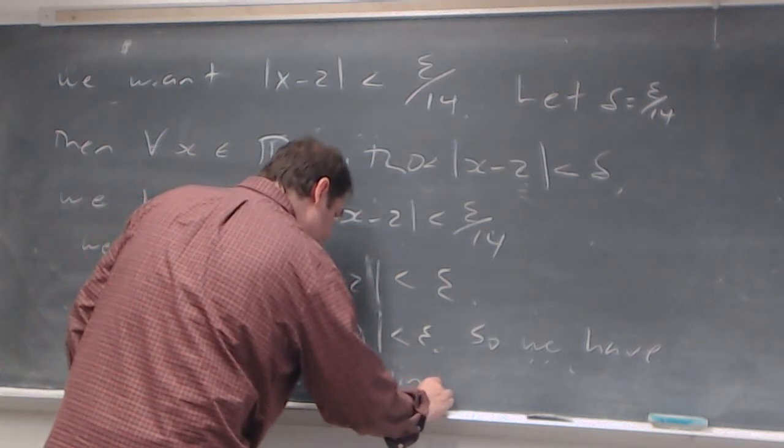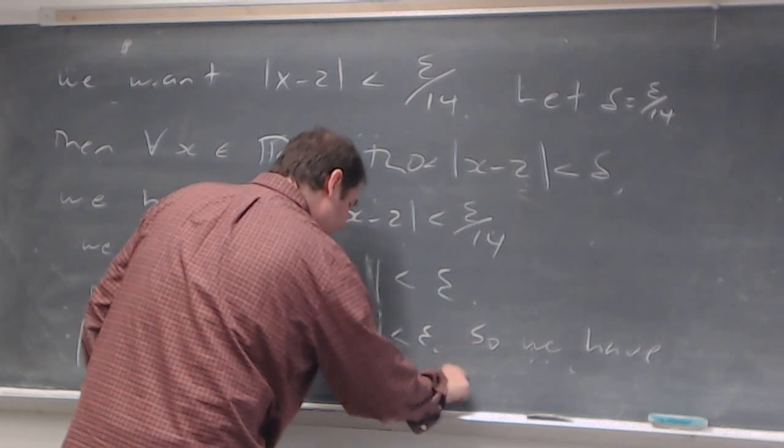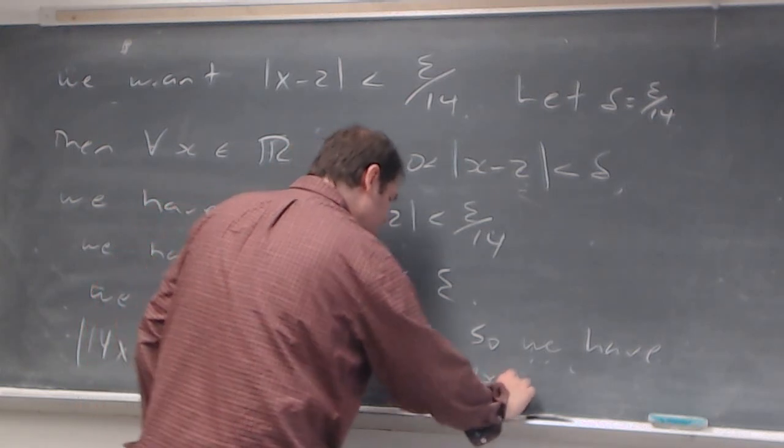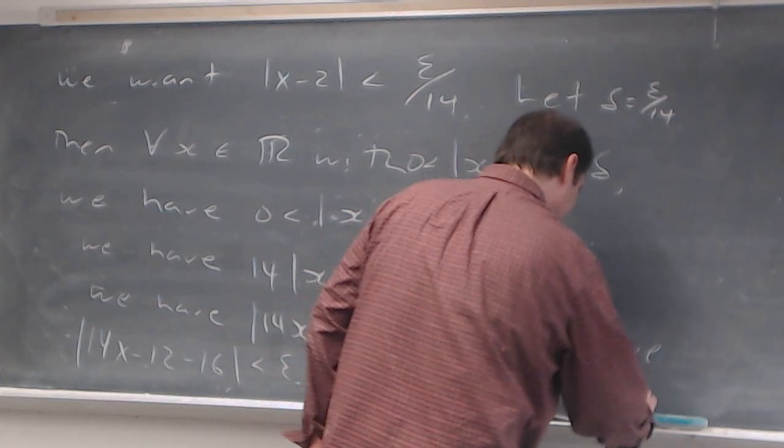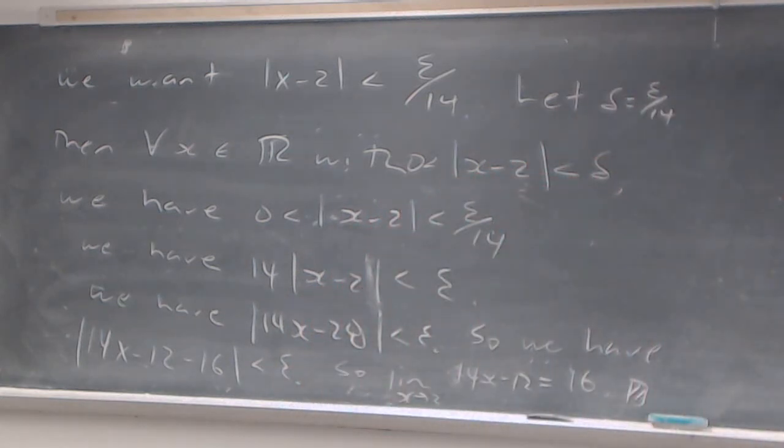So the limit as x goes to 2 of f of x, or 14x minus 12, does indeed equal 16. And I'll definitely ask you one like that on your test, and one like that in the homework, and that's the way that it works. And I did one on the video already.